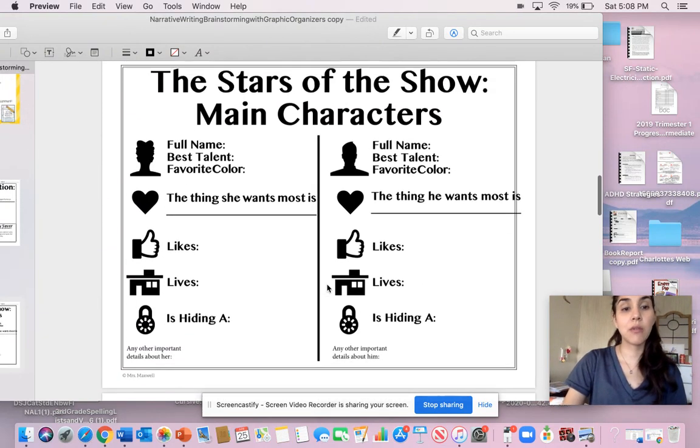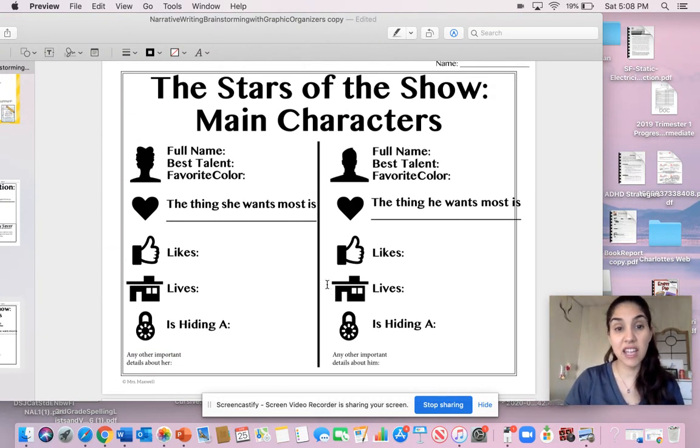The second thing I want you to do is I really want you to get into detail about who your character is. So the full name, their talent, their favorite color, the thing that she or he wants to do most, what they like, where they live, and where they're hiding. Maybe your character isn't hiding. Maybe you're not in your story going to talk about their talent or their favorite color. That's okay. We're just brainstorming details about them and who they are so that we can write some really awesome stories and have like a really good basis of who our characters are.